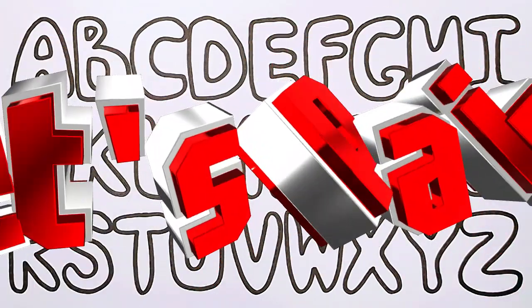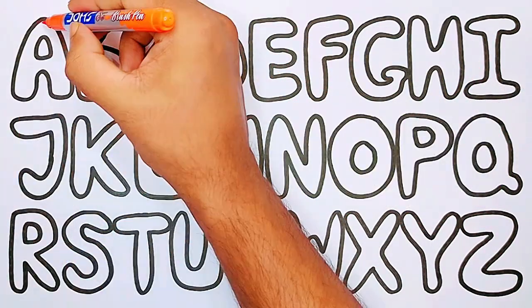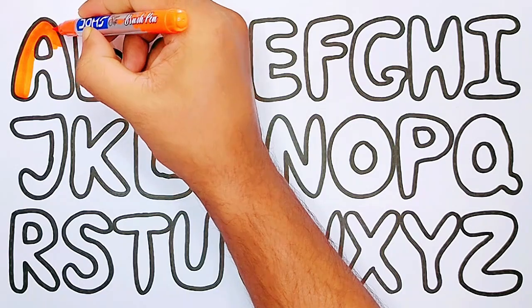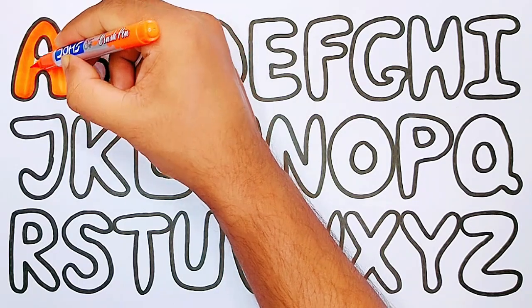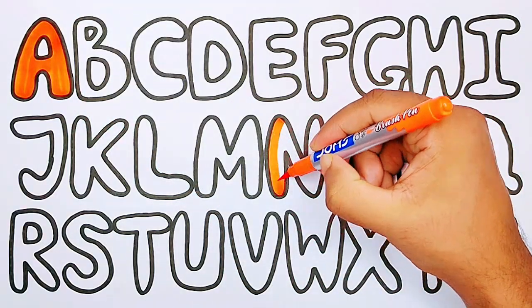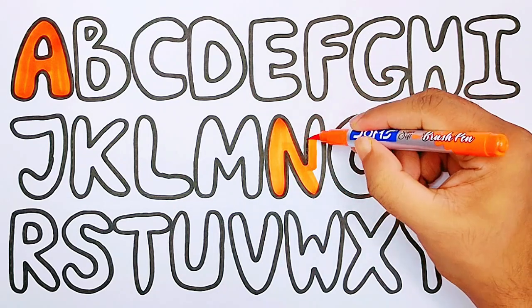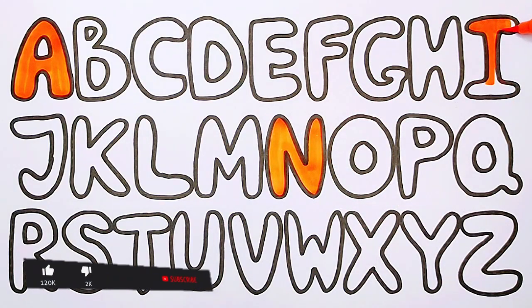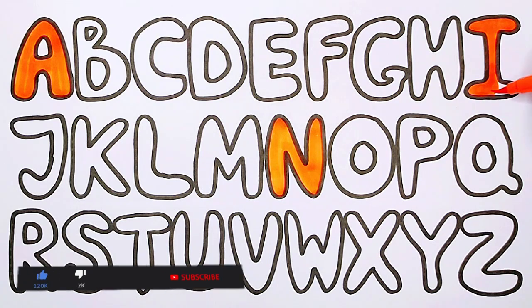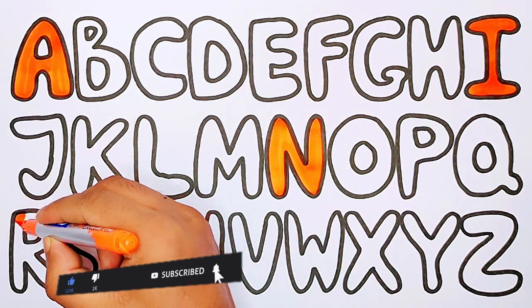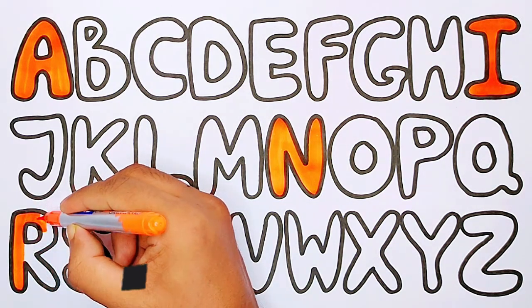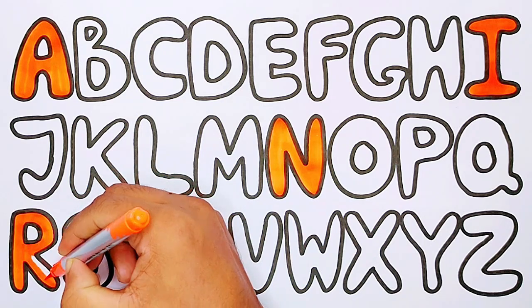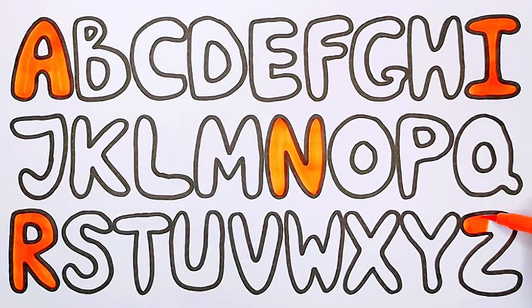Z. Let's paint. Orange color. A. A for avocado. N. N for napkin. I. I for ice. R. R for radish. Z. Z for zigzag.